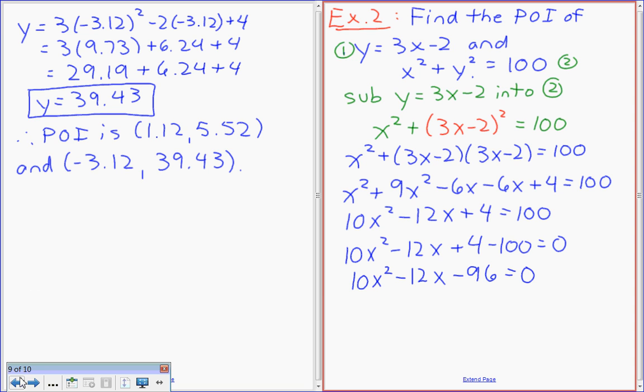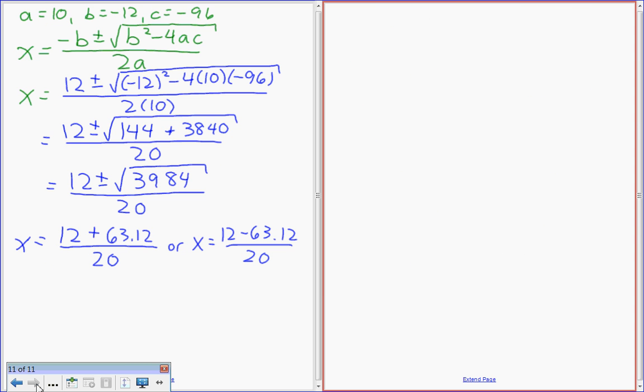Okay, whoops, wrong way. If we need to hit pause, my teacher, please do so right now. All right, so 12 plus 63 is 75.12 over 20. And divide that by 20, and you get 3.76.